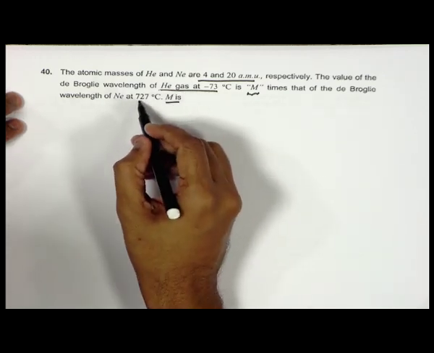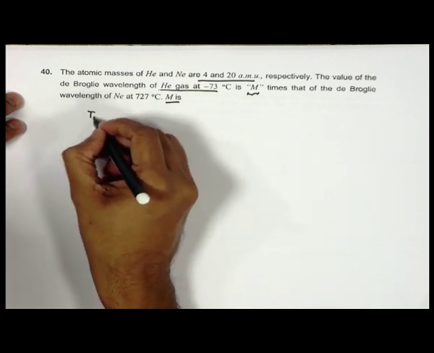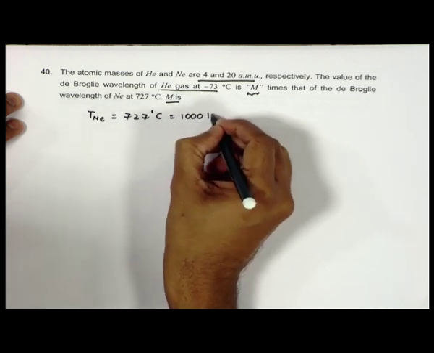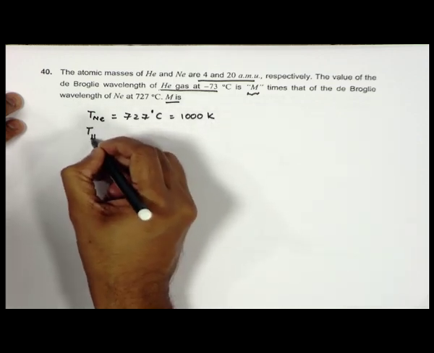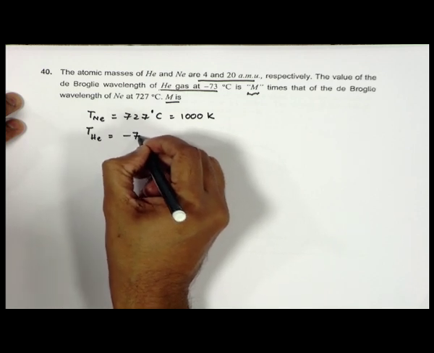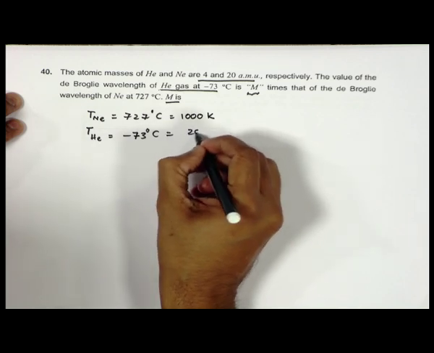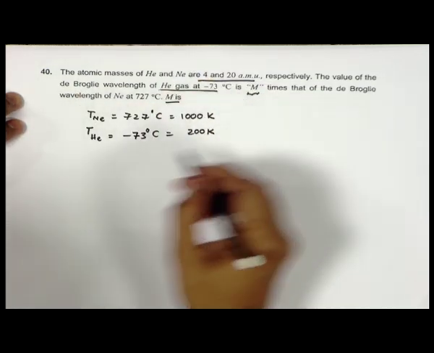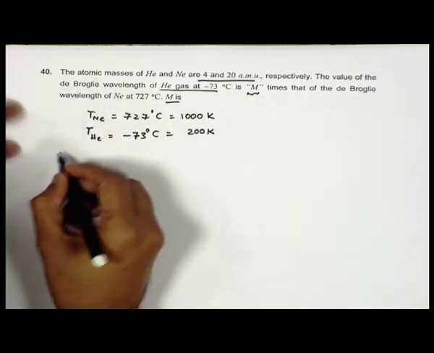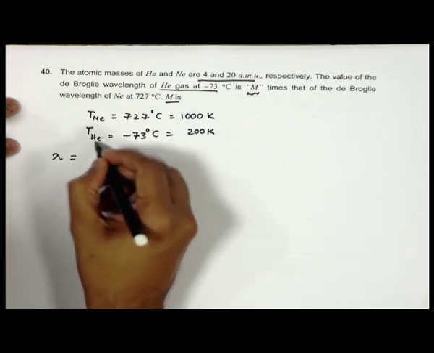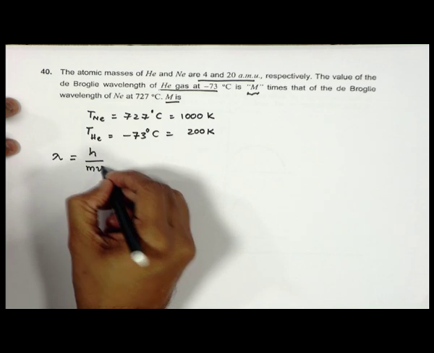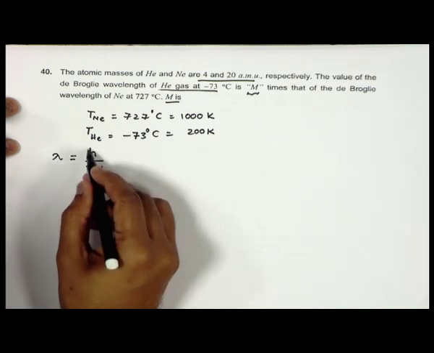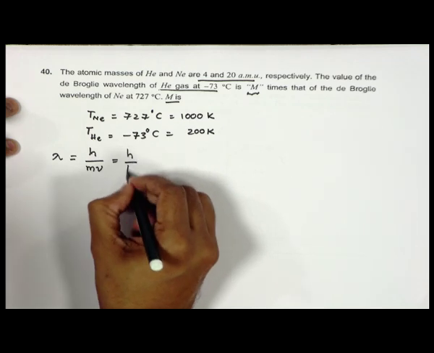Neon gas is kept at a temperature of 727 degrees Celsius, which is 1000 Kelvin. The temperature of helium gas is minus 73 degrees Celsius, which is 200 Kelvin, all right. The masses are given, and we need to find the de Broglie wavelength. What do we know about the de Broglie wavelength? De Broglie suggested that for a particle with mass m moving with speed v, the de Broglie wavelength lambda is given by h by mv, or h by momentum p.